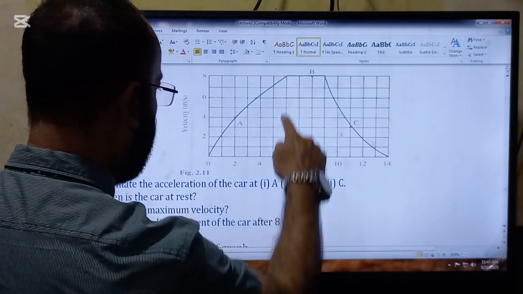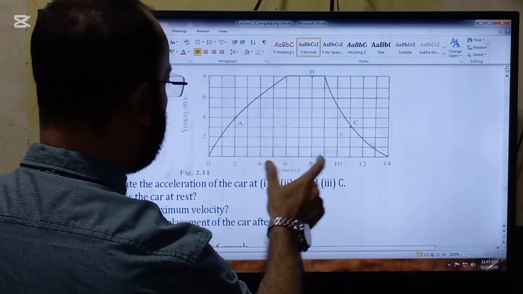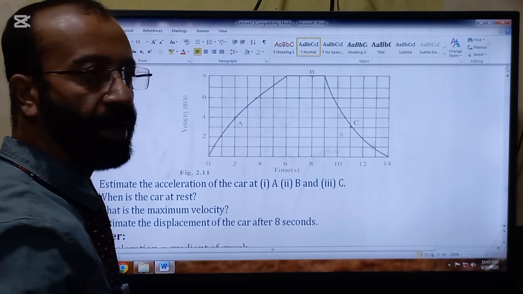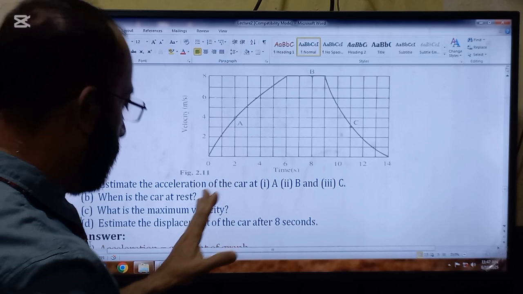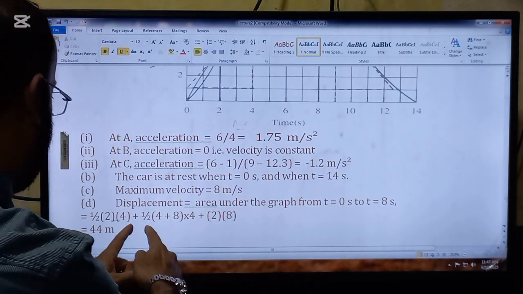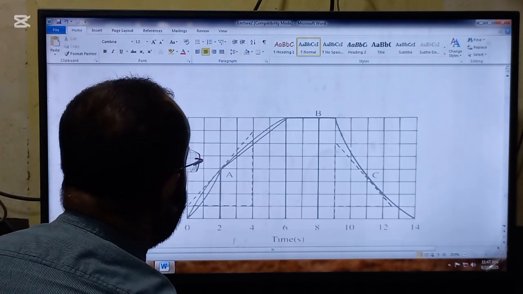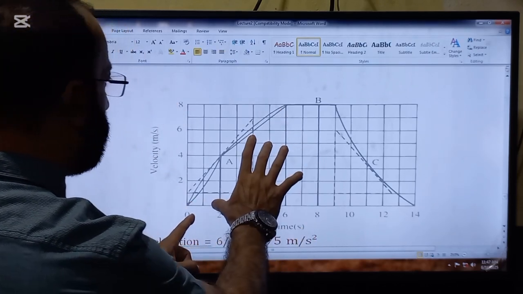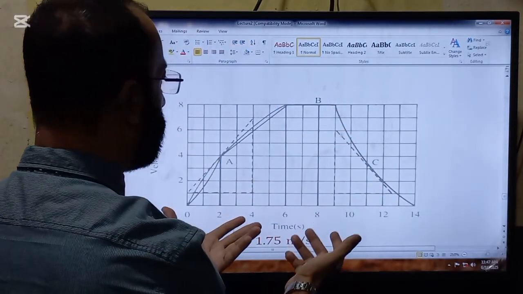The parallel lines will be 6 to 10, so 4, and the second one will be 0 to 14. So 4 plus 14 will be put in brackets because the area of the trapezium is 1 by 2 into the sum of parallel sides into the perpendicular height. Perpendicular height is 8. So look now, displacement is, okay, he has made two parts here. One is from here to here, so this is a triangle, plus here is a trapezium. So he has divided the whole figure into two parts.